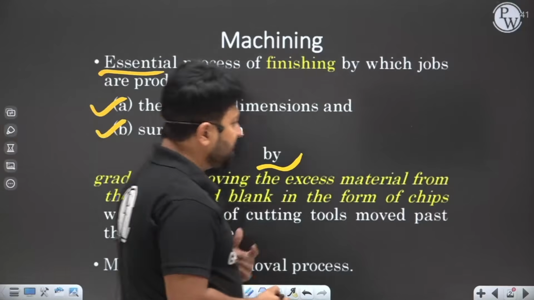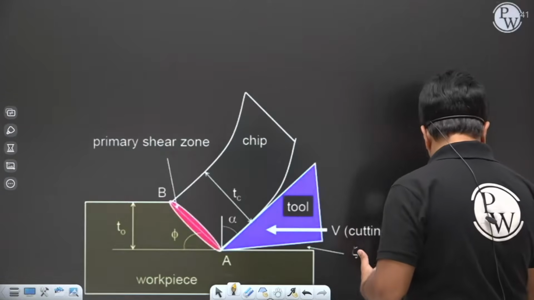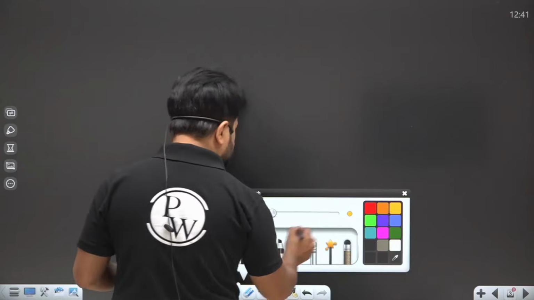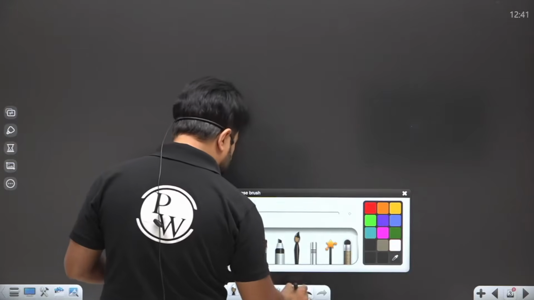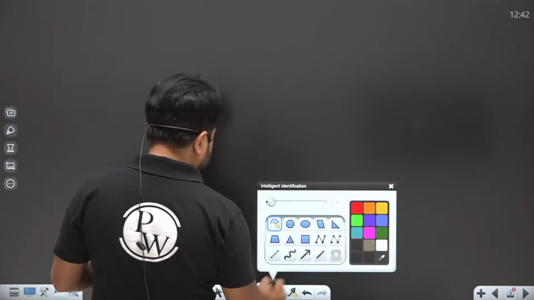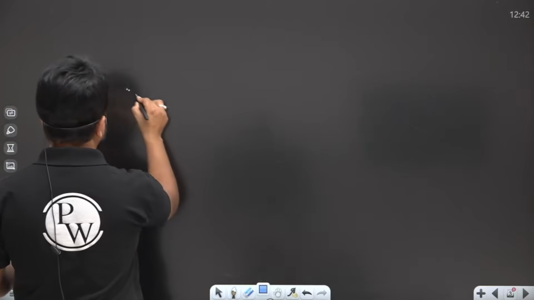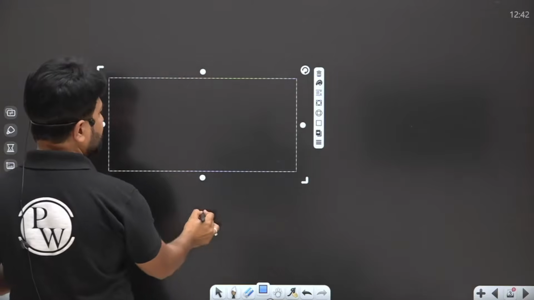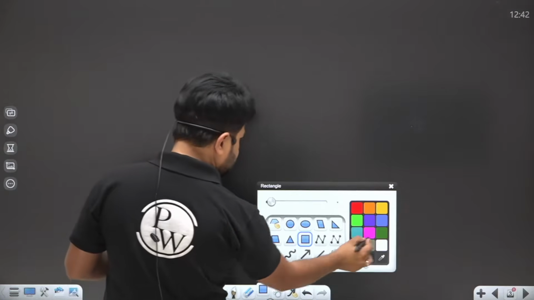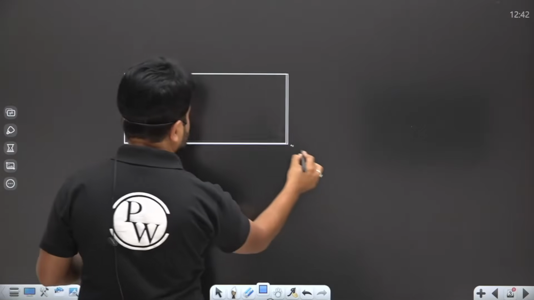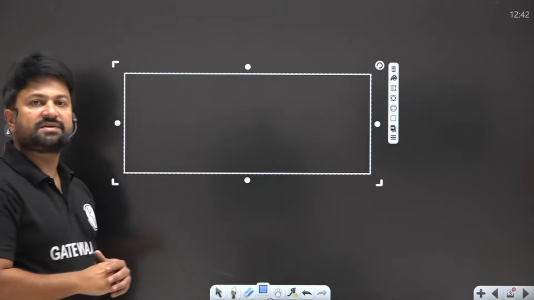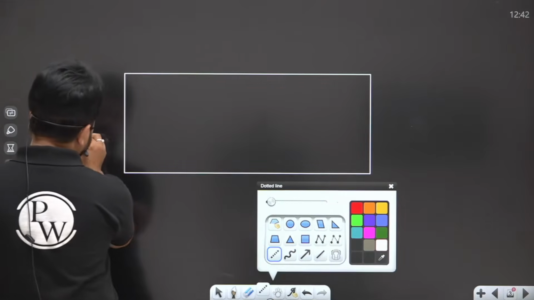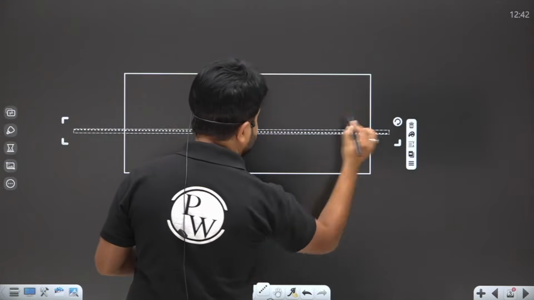My dear student, I have one question. We are removing the excess material, right? So let me draw the figure. Suppose that this is my workpiece, and I have to remove the excess material. That much excess material I have to remove. This is the excess material.